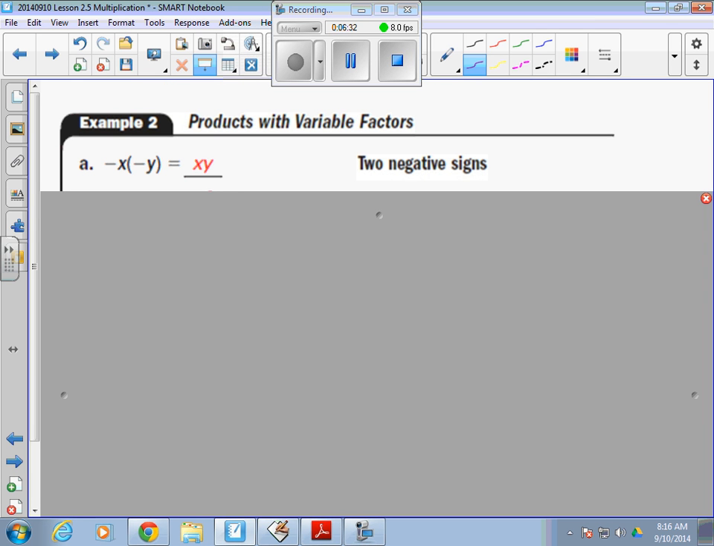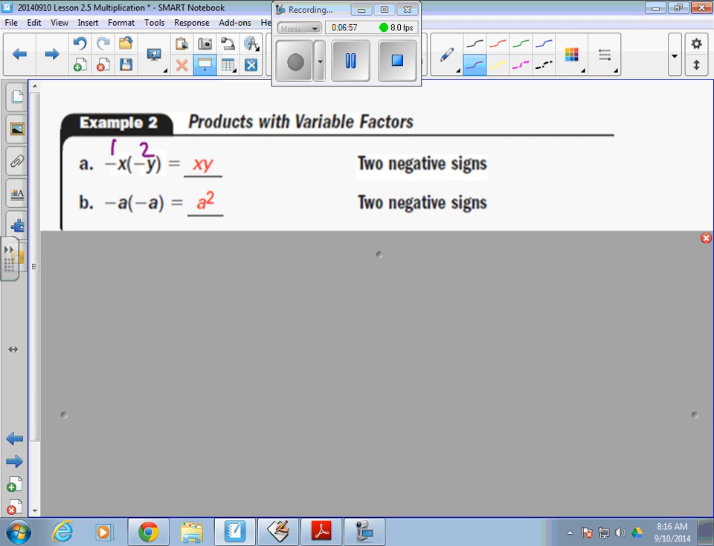Example number 2 talks about variable products. You're doing the same thing, except now you don't have numbers or values to represent these. All you can do is count the number of negative values. There are two negative signs, I should say, since values doesn't really work here. There's 1, 2. That's an even amount. Negative times negative gives you positive xy.